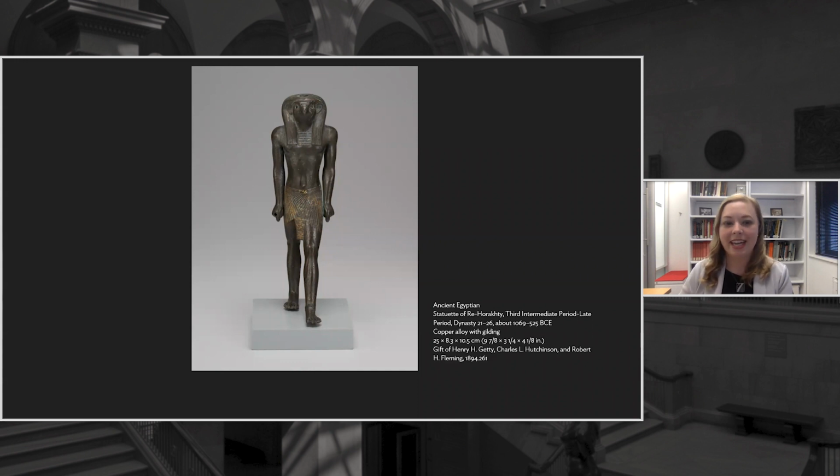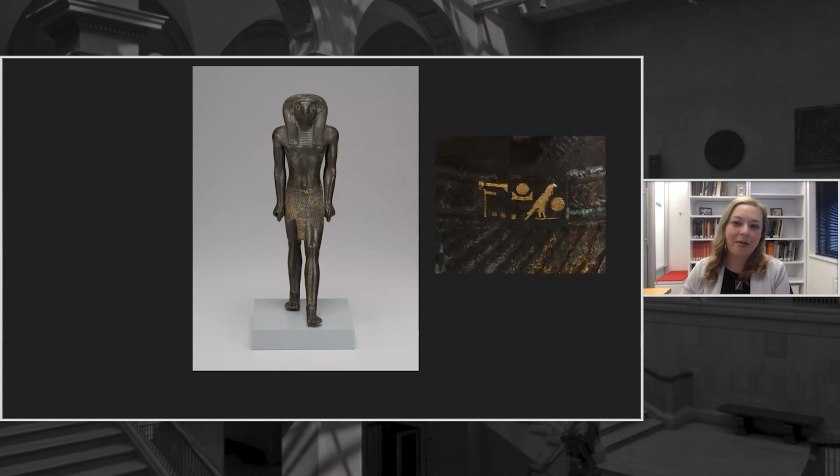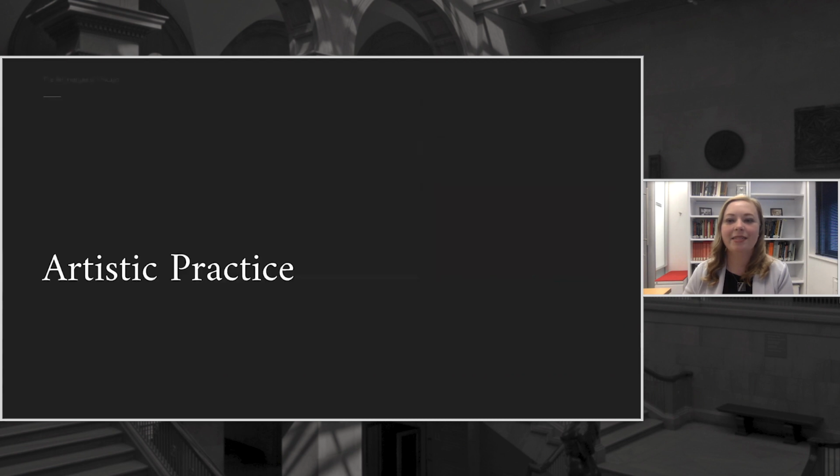If we go to the next slide, you'll see a detail, one of my favorites throughout the gallery, on the statue, on the belt of the god, where the artist has very carefully written his name, Re-Harakti, chief of the gods, in very tiny, small golden hieroglyphs. Next slide, please.